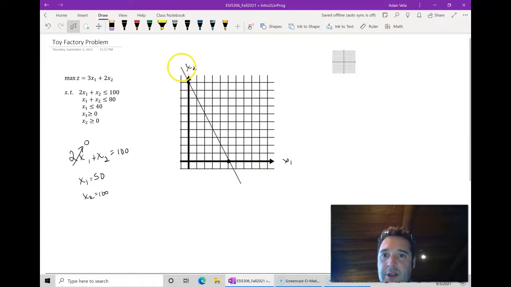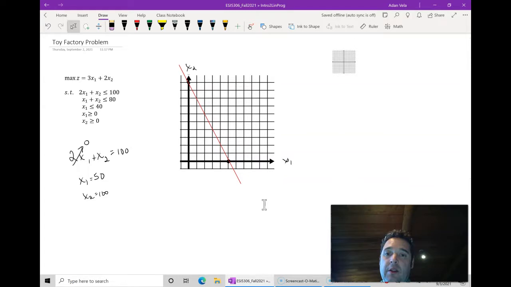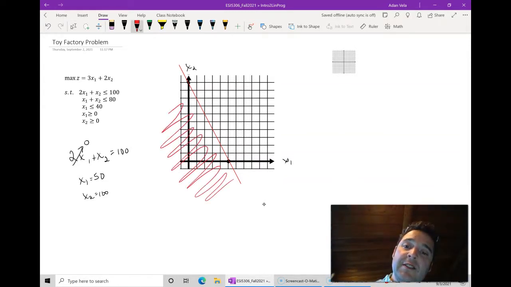Oh, that's actually pretty good. All right, so now the only question is which side of the constraint is the feasible set. Is it all the points on this side that are feasible, or all the points on this side?